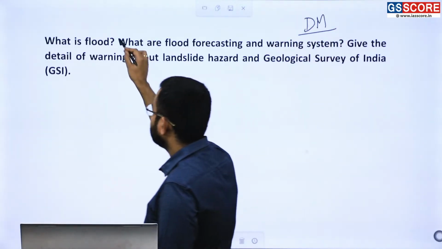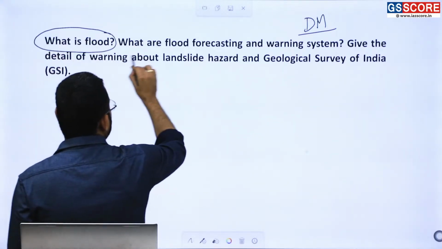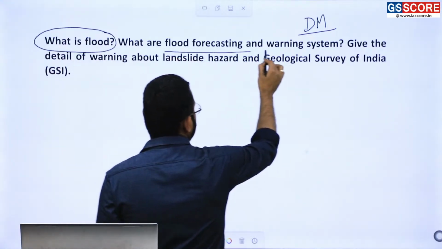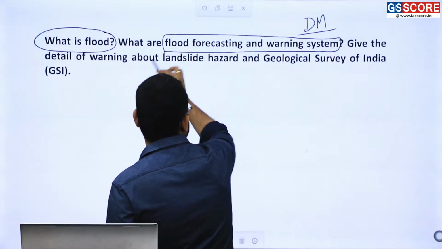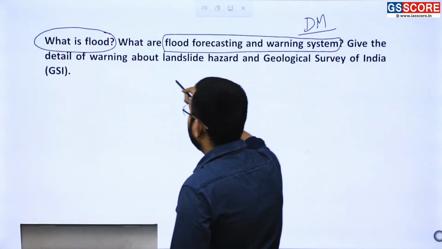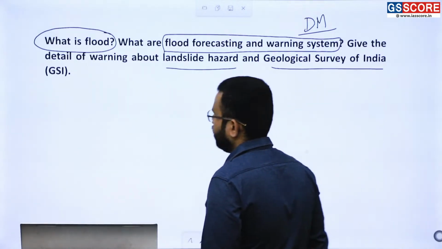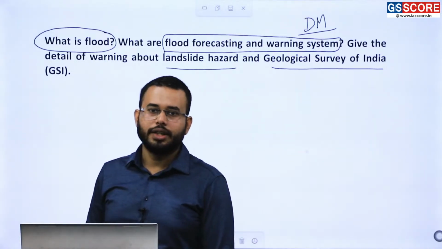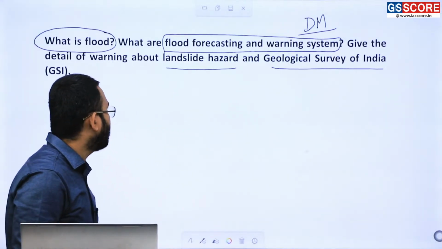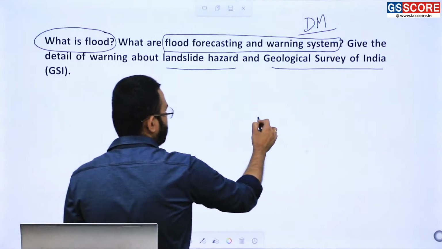Question is, what is flood? Number one, what are flood forecasting and warning systems? Give the detail of warning about landslide hazard and Geological Survey of India. Okay. So in disaster management they have asked this one question that is related to the flood.